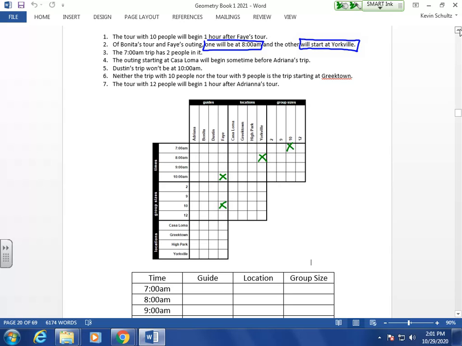Clue 3 is nice. The 7 a.m. trip has 2 people in it. Excellent. Maybe you want to put a star or a circle, but that's something that we know is true. Which means if the 7 a.m. tour has 2 people in it, what can we then eliminate? Just because it feels good to cross stuff out. Leia? 9 and 12 people? Right. The 7 a.m. tour can't have 9 and can't have 12.